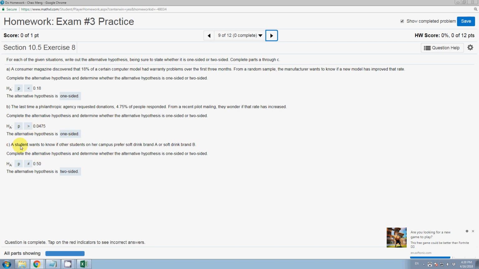And the third one, we want to know if the students have some preference or not. So between brand A or B, we just want to know if they have a preference or not. The preference could be A or B, but we don't care about that. So we just want to know if they do have a preference or not. So we want to know if the proportion is not equal to 0.5. So we need to select the not equal to, and because of this not equal to statement, it is a two-sided hypothesis test.